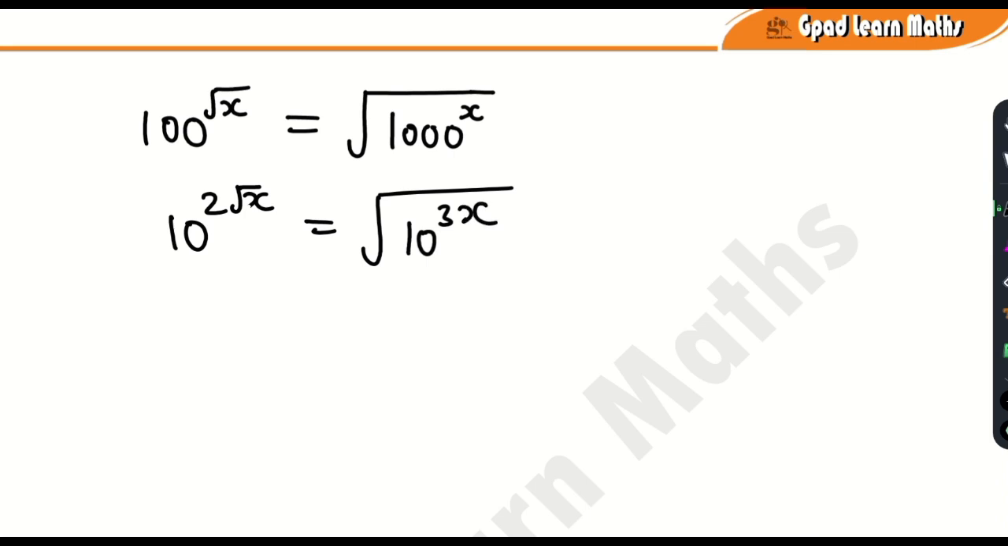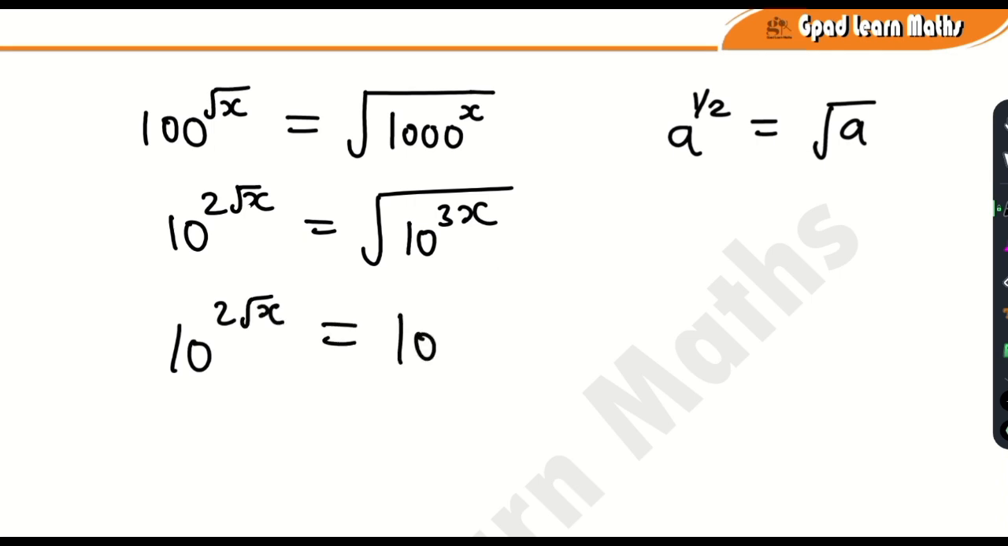Now, for one of the laws of indices, if you have, say, a raised to the power of 1 over 2, this is equal to the square root of a from the fractional index law. So what does this mean? It means that if I want to remove this square root, I will have to divide this exponent of 3x by 2. So it's going to be 10 raised to the power of 2 root x equal to 10 raised to the power of 3x times 1 over 2, or divided by 2. 3x divided by 2 is the same thing, so over 2 here.